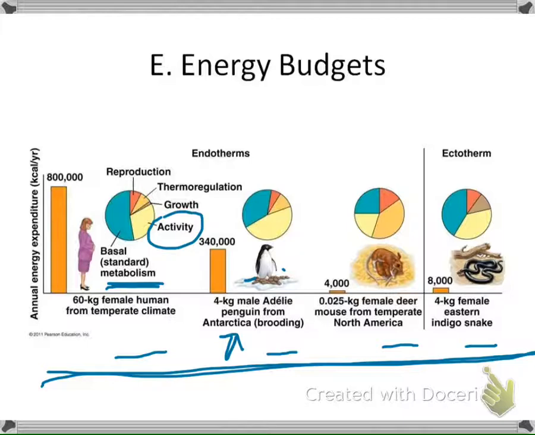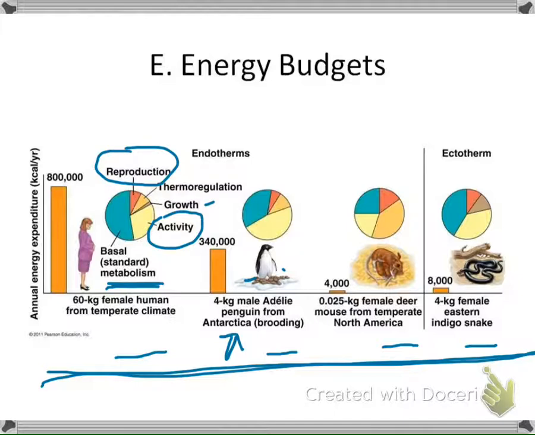And again, the growth here accounts for 1 kilogram or 5 to 6 pounds of weight gain. You don't see any growth here because once they reach adulthood, penguins and deer mice do not grow. Pregnancy for humans is only 5 to 8% of the year's energy requirements.